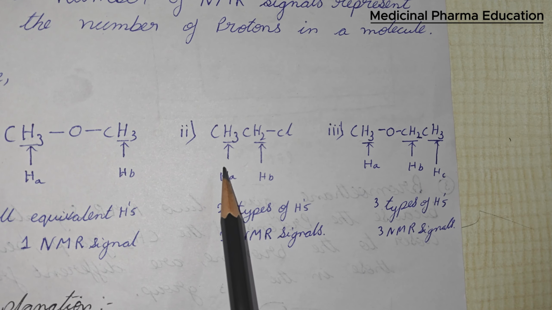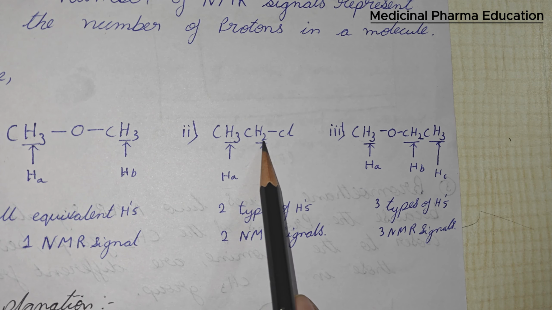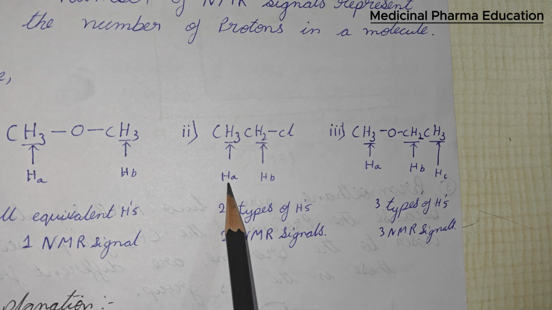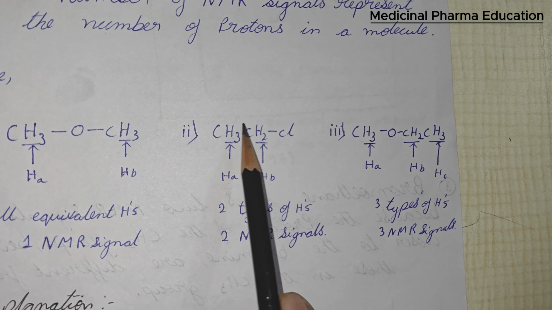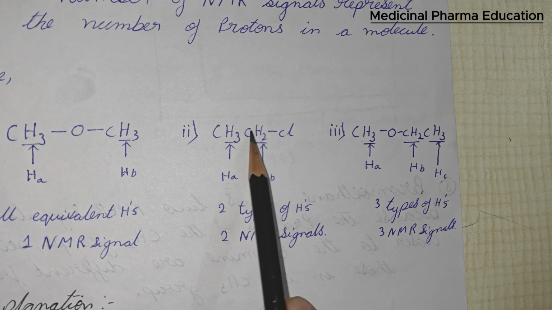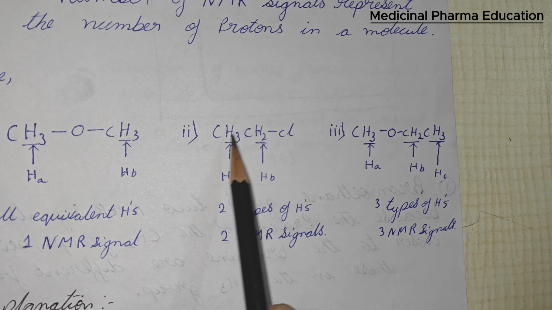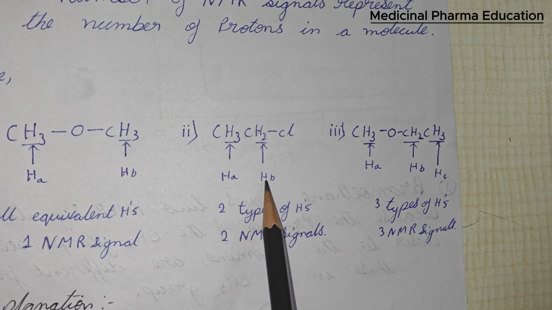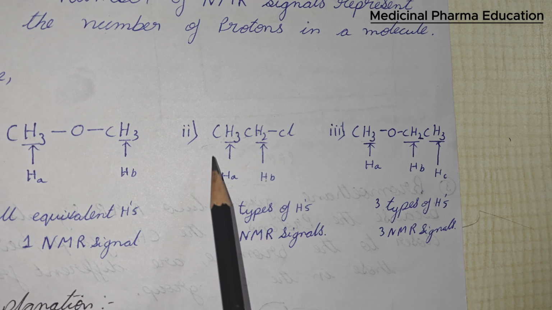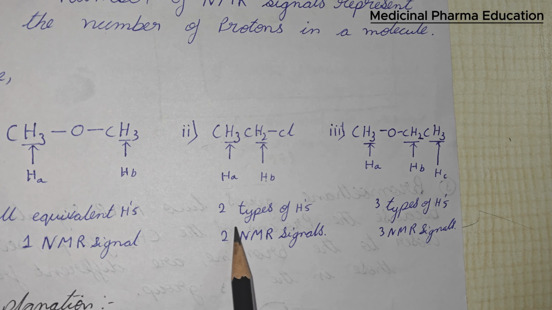Here there are 3 hydrogens and here 2 hydrogens, and here chlorine is there. See, here 3 hydrogens are attached to carbon, here also 2 hydrogens are attached to carbon. What is the difference? Here the carbon is beside a carbon, but this carbon is beside a nucleus, so these two are different. Then this one is HA and this one is HB. We take the sum of all the hydrogens in a carbon. From this we can understand that there are 2 types of H's, 2 NMR signals.